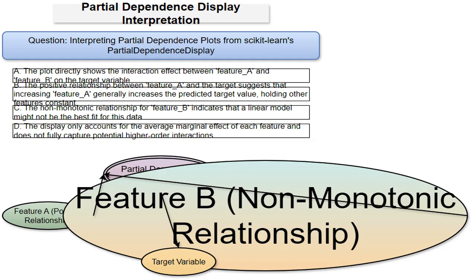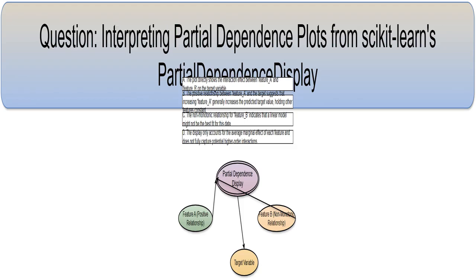Here's where it gets interesting. The relationship between feature B and the target isn't simple. It's not consistently increasing or decreasing. I see peaks and valleys in the partial dependence plot, which indicates a complex nonlinear relationship. This suggests a simple linear model might be a poor fit. The partial dependence plot does not show interaction effects between features A and B directly. It only shows how each feature individually affects the target, assuming other features are held constant at their average values.